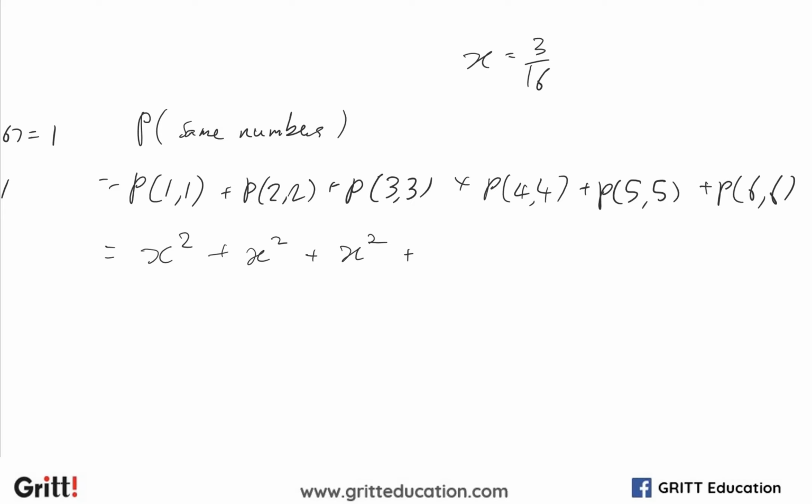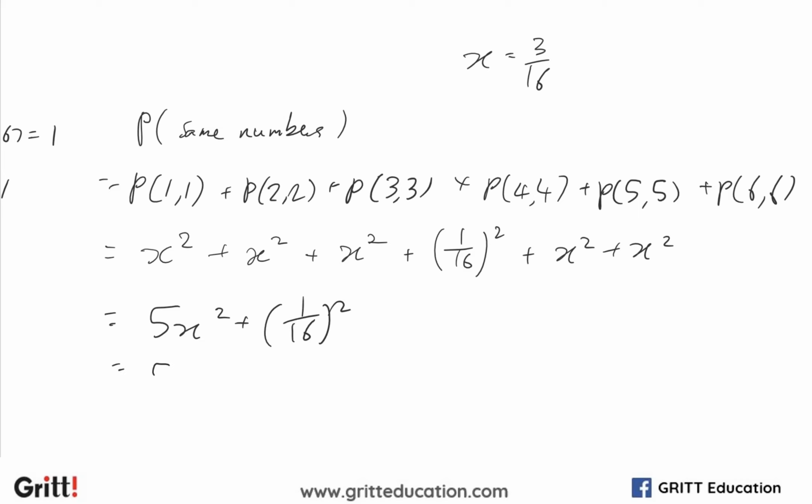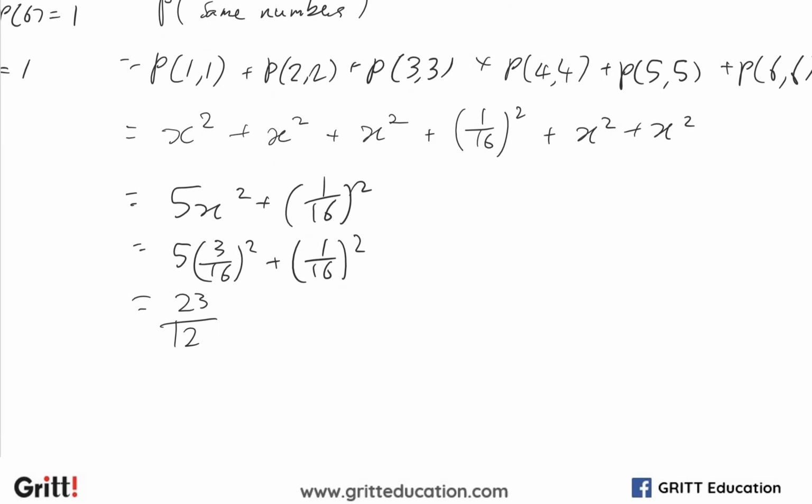And then for 4 and 4, it will be (1/16) squared. To get a 4 is 1/16, to get another 4 is also 1/16. Then again x squared and x squared. So together, there is 5x squared and (1/16) squared. Here, we put in the number x. So from here, we get that the answer is 23/128. So this is the probability of getting two same numbers, which is 23/128.